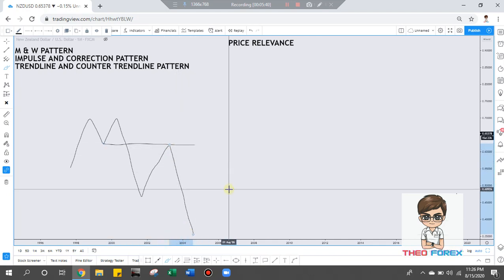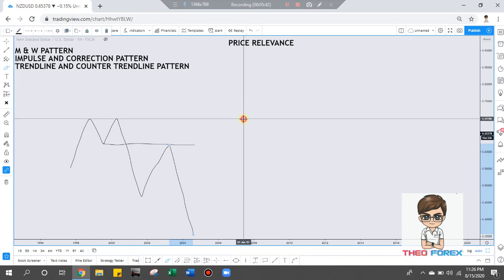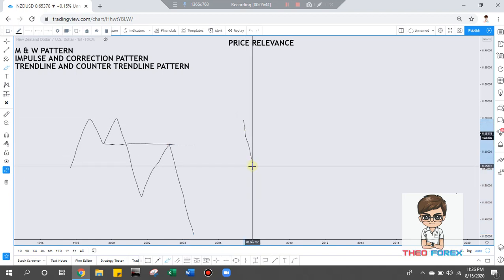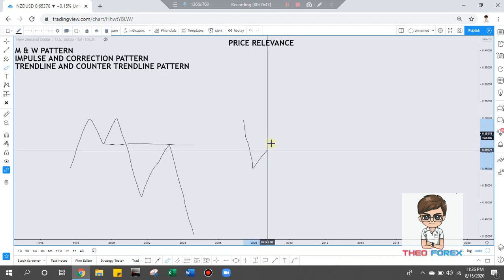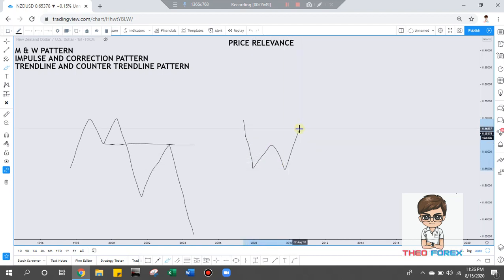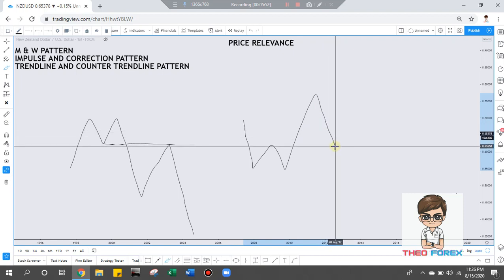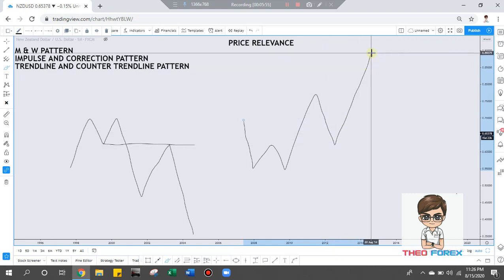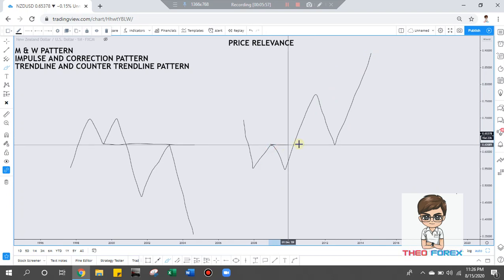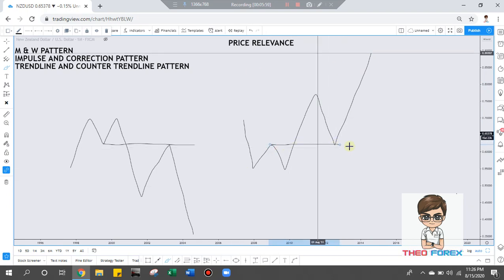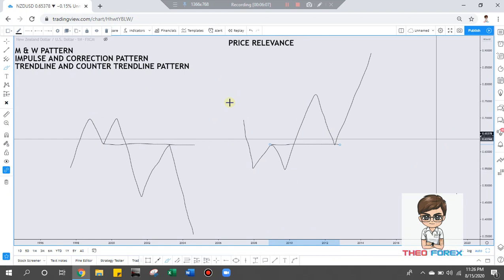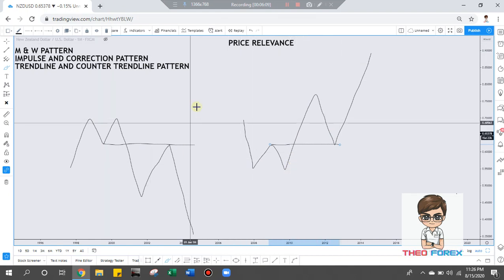Now to a W pattern, the first leg will form, then we have this, and price will project to the upside before we have a retest of the neckline, then we project back up to the upside. So just this way. Now with this said, I hope you've understood the concept of M and W pattern. It's very simple and easy to trade.